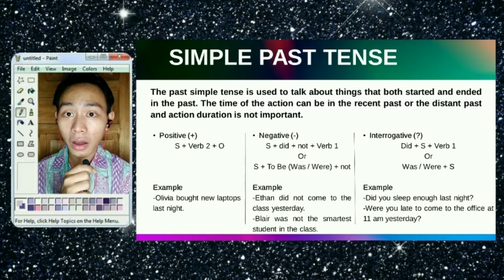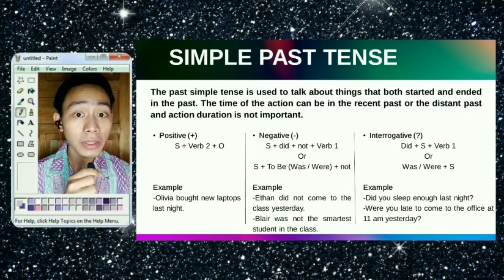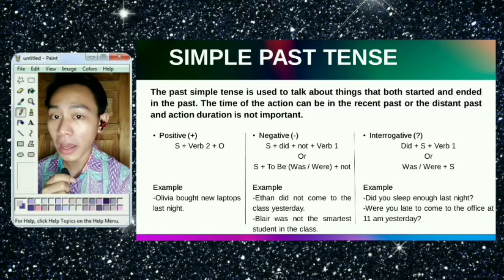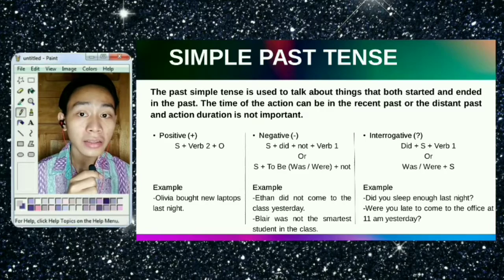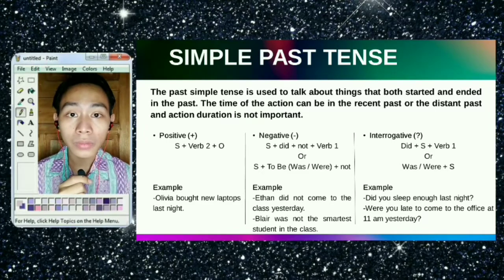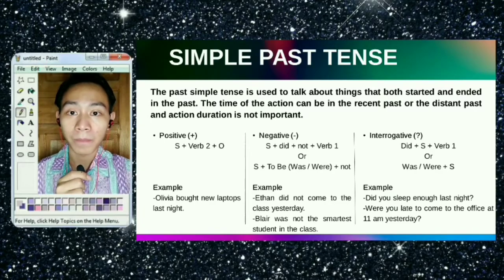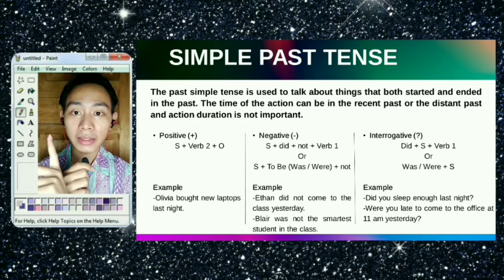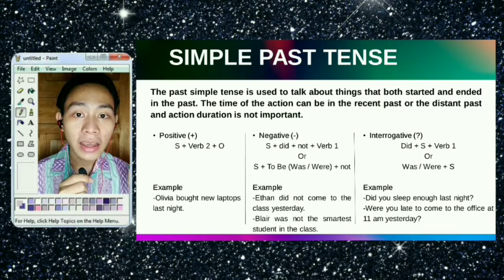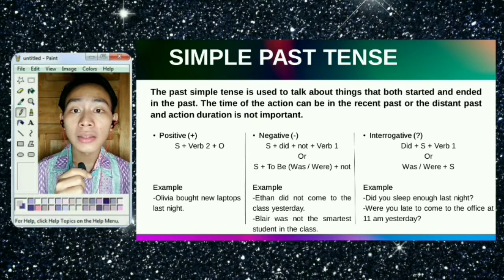This is an example of simple past tense. Olivia bought new laptops last night. This is the positive form of a simple past sentence. Ethan did not come to the class yesterday. So, that is the negative form of simple past tense. And the next example is, did you sleep enough last night? And this is the interrogative form of simple past tense.